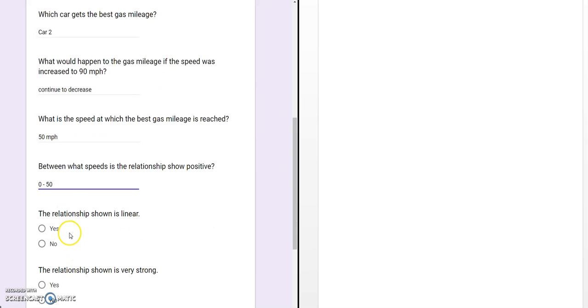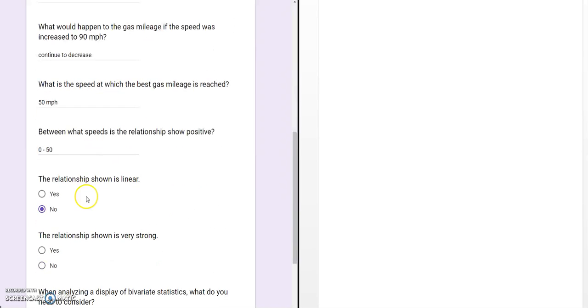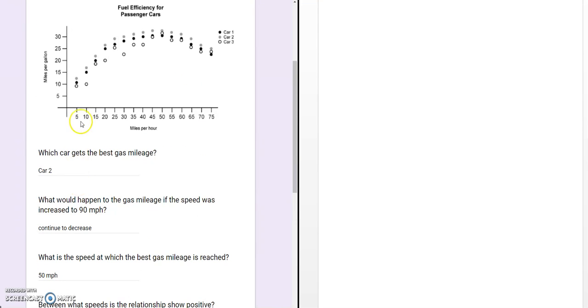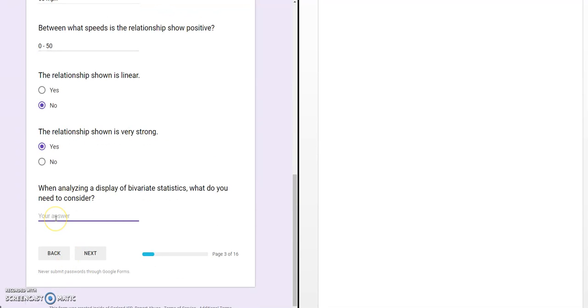Here it says the relationship is linear. That is false. It is not linear. It is non-linear. It's not a straight line. It's a curve. The relationship shown is very strong. And then in general, what do we need to look at whenever we are considering a scatter plot? In general, we need to look at form, direction, and strength.